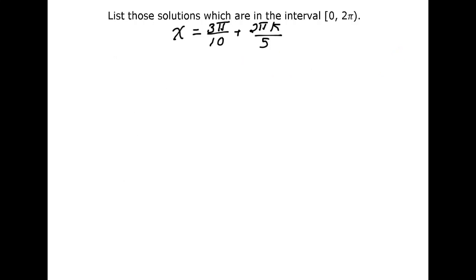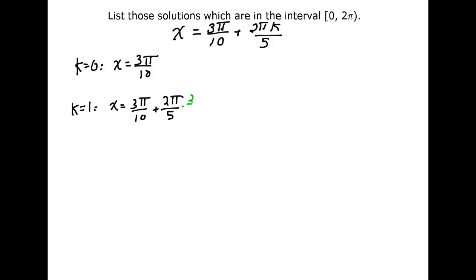So we'll just let k take on the values that we need to until we exceed the 2 pi limit. When k is 0, then we would just have x equals 3 pi over 10. When k is 1, then I would have x equals 3 pi over 10 plus 2 pi over 5. So I'll get a common denominator and add those up. So multiplying by 2 halves there, I have 3 pi over 10 plus 4 pi over 10, or 7 pi over 10. So I have 2 answers so far.